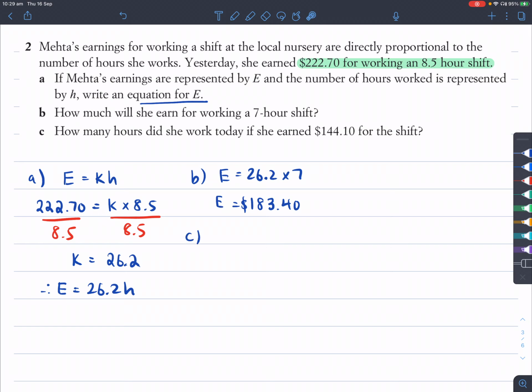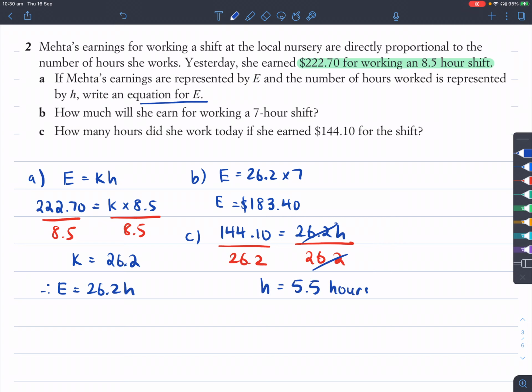For part C, how many hours did she work today if she earned that much for the shift? Well, that represents E for the earnings. So if I replace that letter by that number there, I get $144.10 equals 26.2H, which now leaves me to divide both sides by 26.2 to find out what H is. So 144.10 divided by 26.2 gives me 5.5 hours of work.